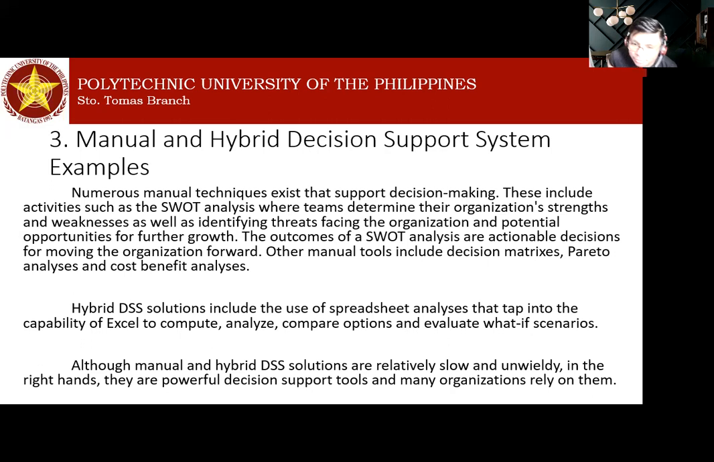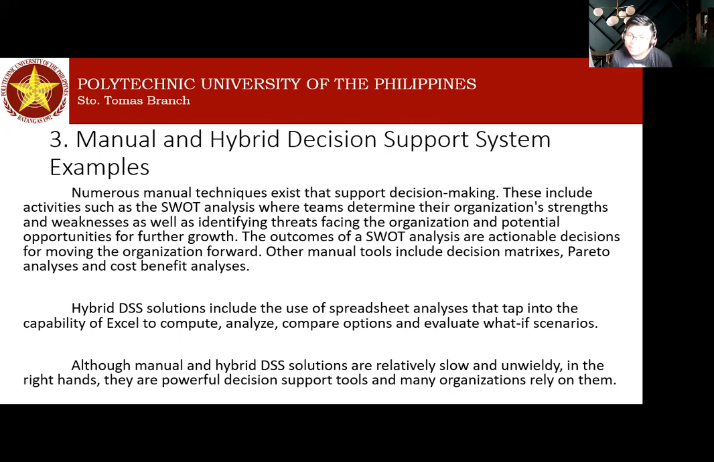So hybrid DSS solutions include the use of spreadsheet analysis that taps into the capability of Excel to compute, analyze, compare options, and evaluate what-if scenarios. So we have data analysis kay Excel na kung saan ginagamit din natin siya statistically, ano yung possible maging result.